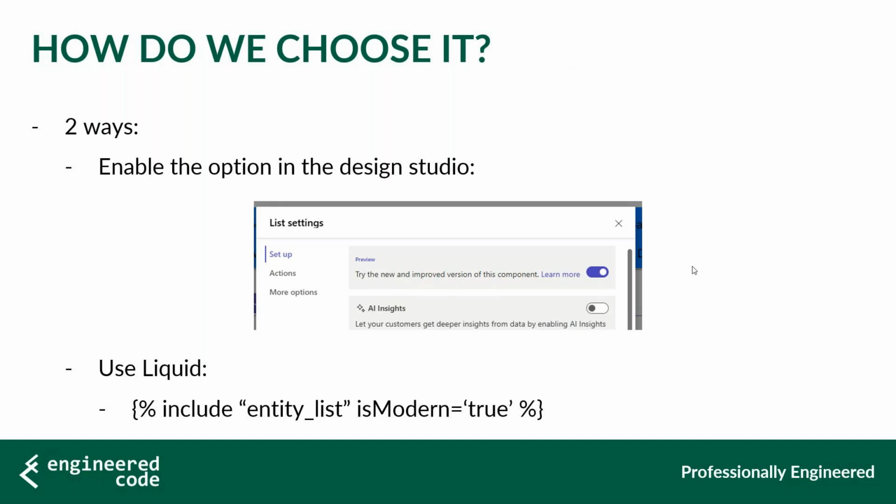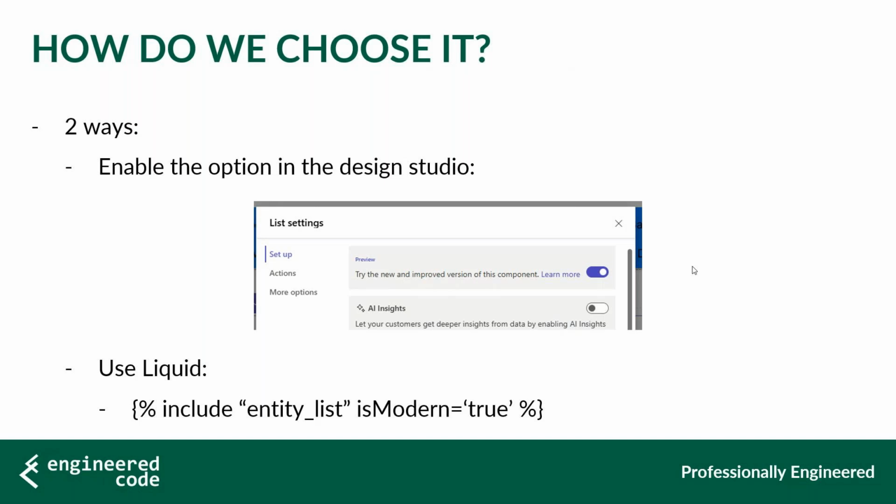Now, what is that actually doing? I'm always curious, if I flip this little switch, it must be doing something somewhere. What it's actually doing is setting an attribute on the liquid control. When you add a list to the page using the designer, it's dropping in the liquid include statement. It says include entity list, entity underscore list being the command for adding a list to the page. There's an is modern attribute on that liquid tag. If you say is modern true, then that list will display using the modern template. If you don't have that attribute set, then you will get the classic interface.